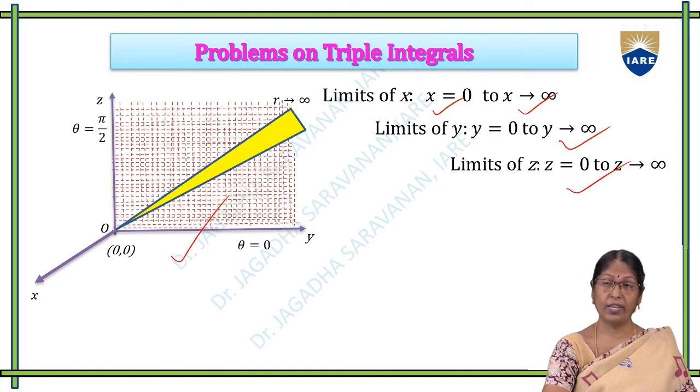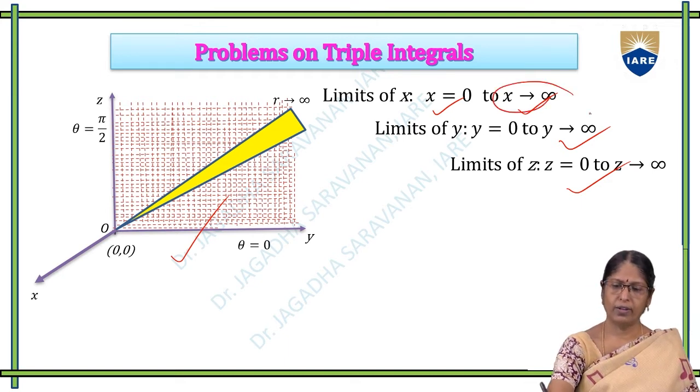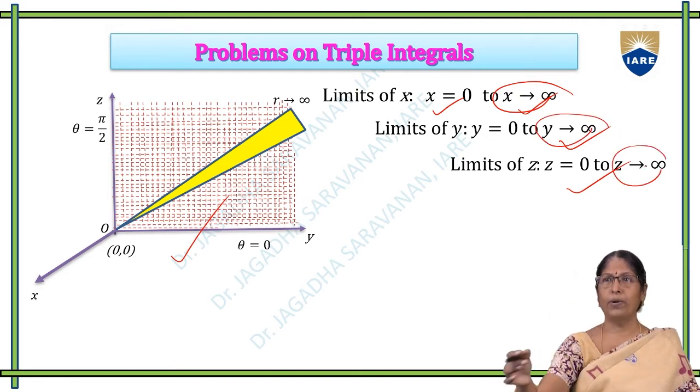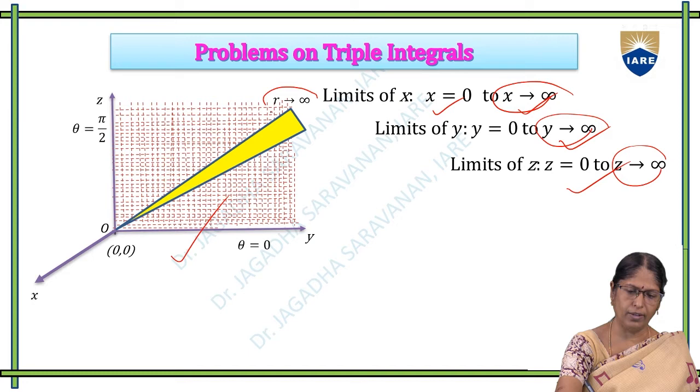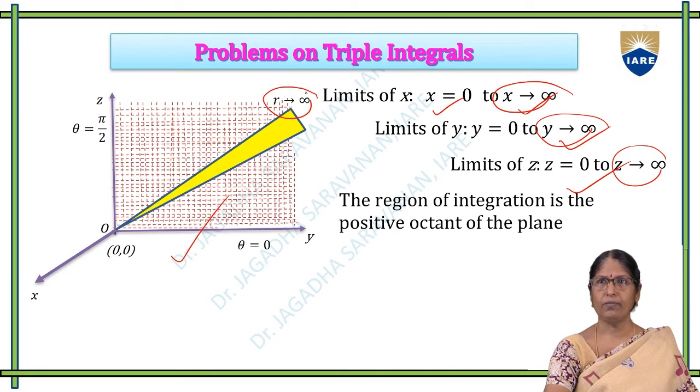To make our job easy, because evaluating the integral in Cartesian form is very complicated, for that reason we selected the polar form. According to that, now x tends to infinity, y tends to infinity, z tends to infinity. Compulsorily, our radius also tends to infinity in that angle which is written here. So the region of integration is in the positive octant of the plane.